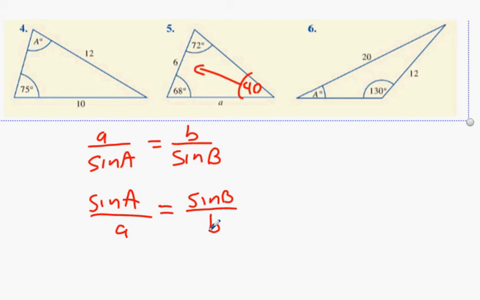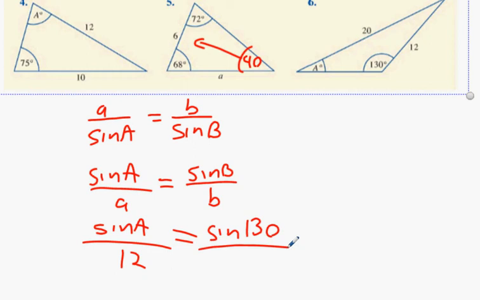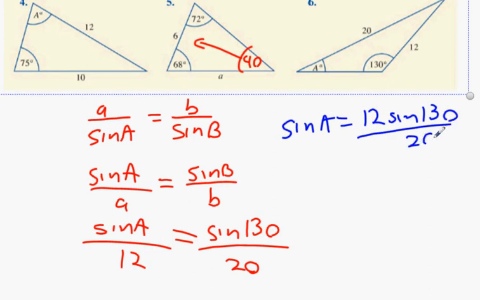What angle do you think it's looking for? A. So we'll write down sine A. What side is the angle A looking at? 12. And the other side? Sine 130 divided by 20. Okay? You see it, everything there. Now, once I've done that, how do I finish this off? Bring the 12 up first. So sine A equals 12 sine 130 all over 20.